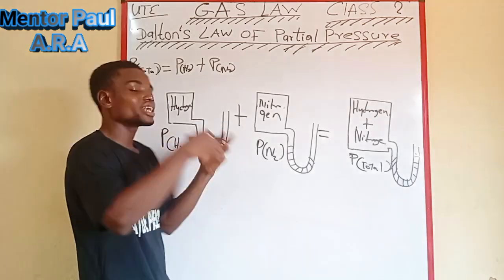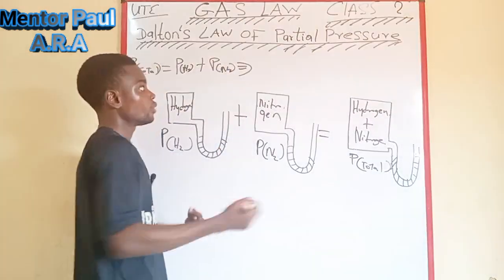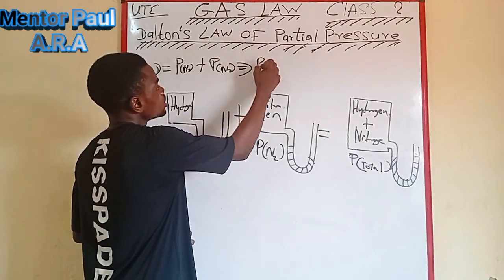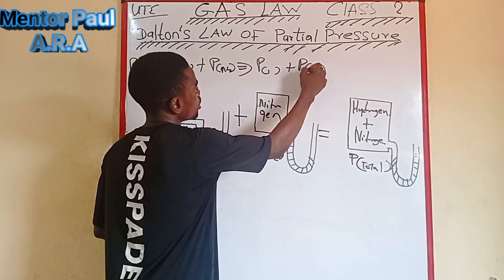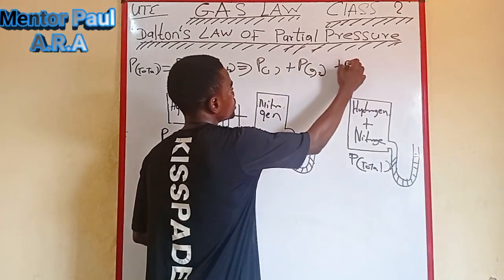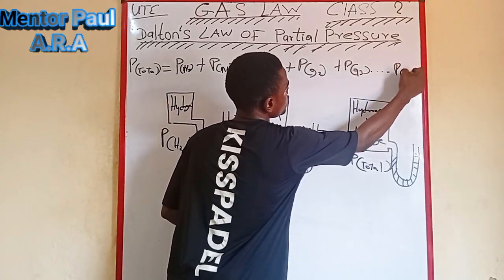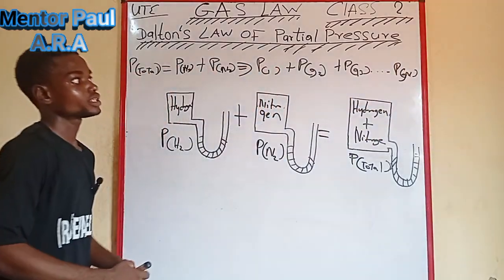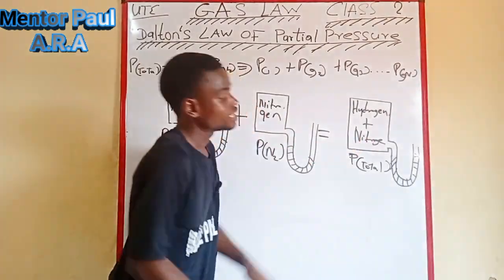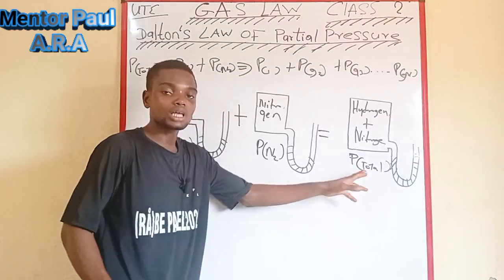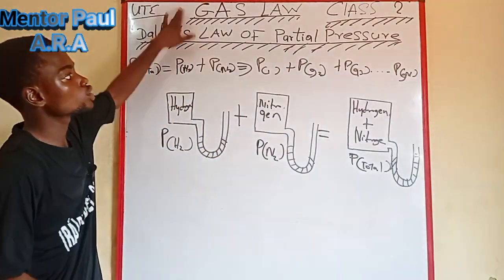Now, there could be more than one pressure. For example, there could be more than two gases. Hence, we are going to have P of gas 1 plus P of gas 2 plus P of gas 3, up to N, where N represents how many gases we have. So however many gases you have that come together in a mixture, the total pressure is still going to be the sum of the individual pressures. So that is what Dalton's law is all about.